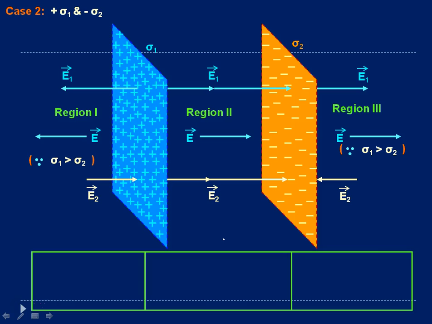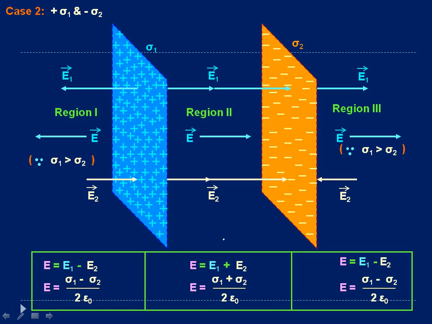Now you first write the expression yourself. Again I am repeating, if sigma 1 equals sigma 2, then there is no electric field in region 1 and region 3. I hope it is clear to you.